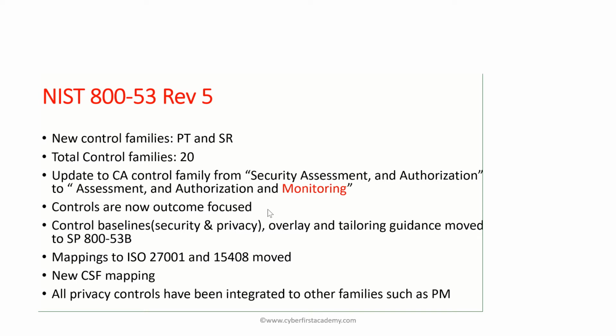And here they're talking about controls now being outcome focused. One of the examples they gave, if you look at NIST 800-53 Rev 4, is the SC-10 control, network disconnection. In Rev 4, it says the information system terminates the network connection associated with a communication session at the end of the session or after a period of inactivity. But in Rev 5, it goes straight to the point, takes out the information system. It just says terminate the network connection associated with the communication session at the end of the session or after a period of inactivity. So it's more outcome focused.